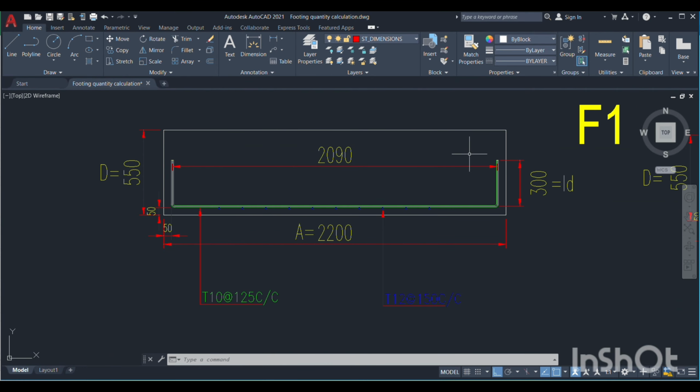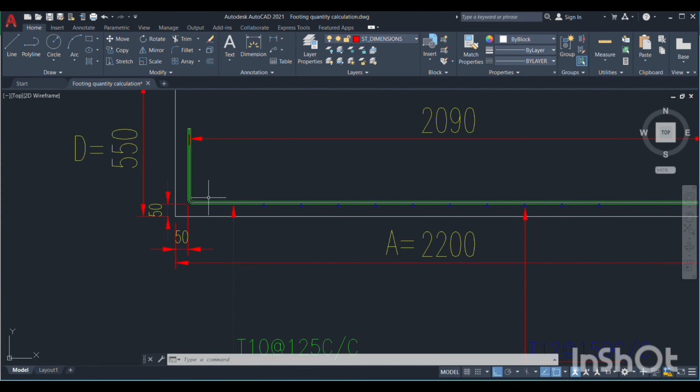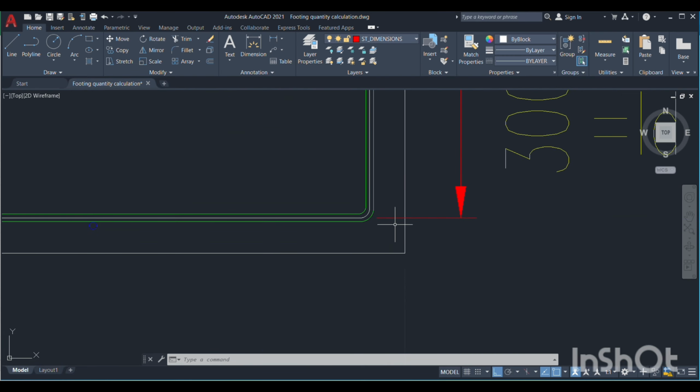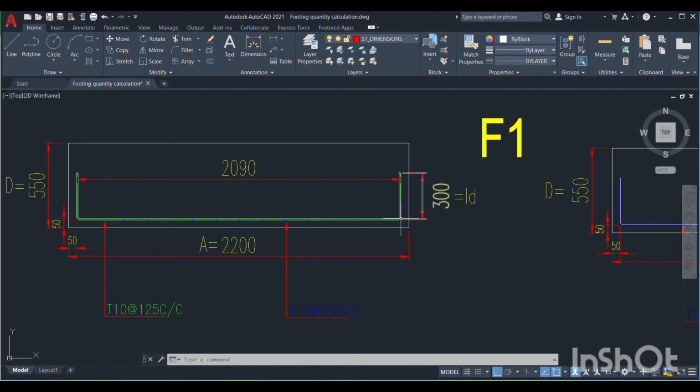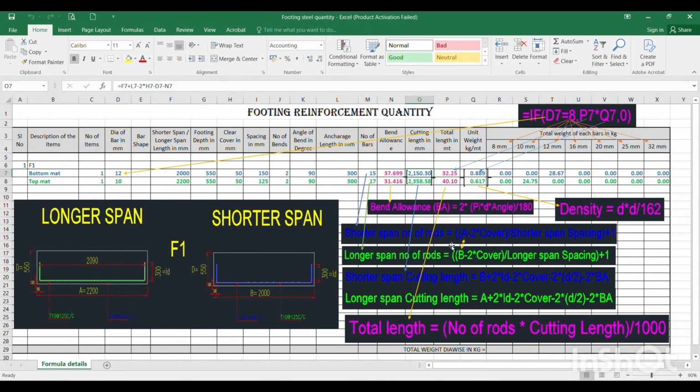When we are taking the total length, we need to take the center to center of the reinforcement length. That's why there is half of D here and half of D here. So a total of 2 times half of the dia we need to deduct to calculate the total length. The same formula is here, so the same formula is to be followed for the shorter span also.